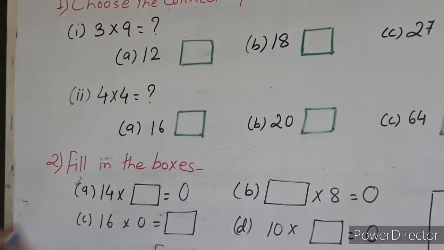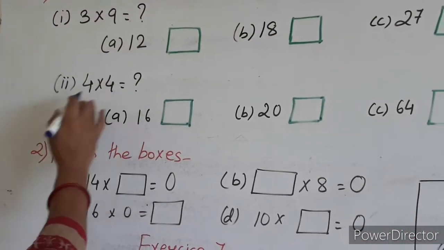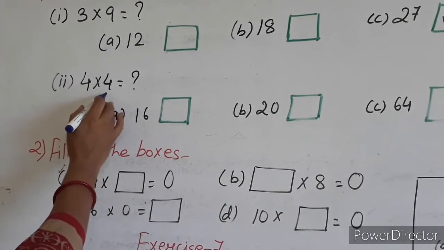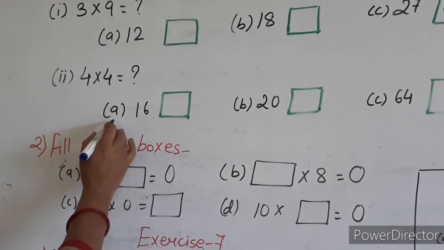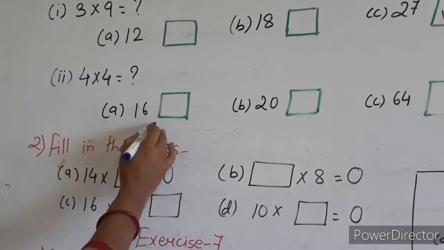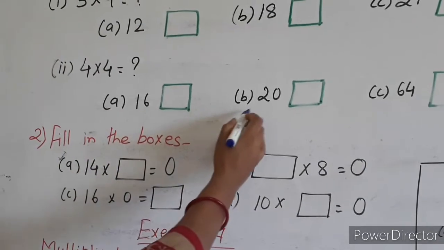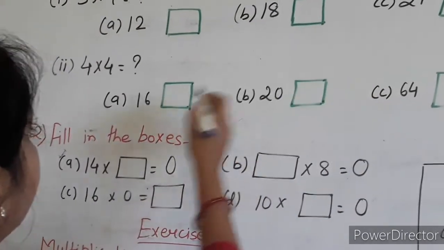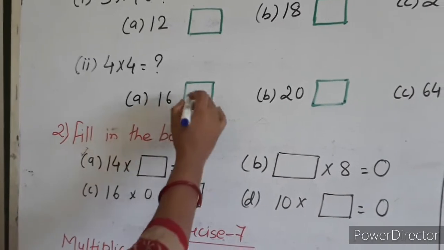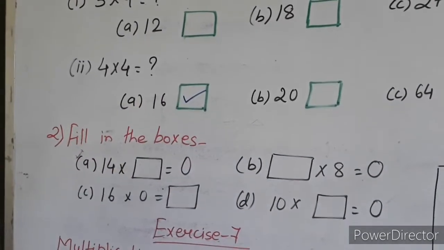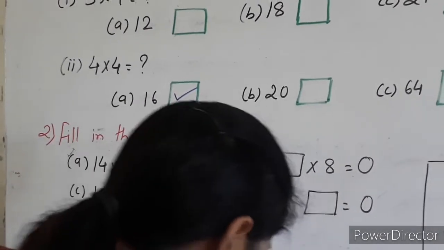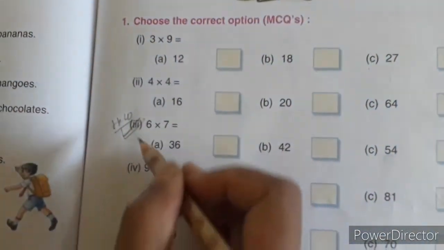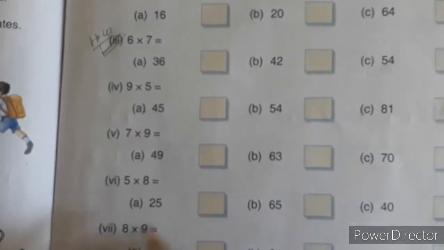Then number 2, 4 into 4. So what will be the answer? 4 into 4. In the question, option A is 16, B is 20, C is 64. Which will be your answer? Which is 16. Just tick mark on it. Like this, in your book, you just see. I have just solved 2 questions. The rest you have to do yourself. Okay. Then question number 2.